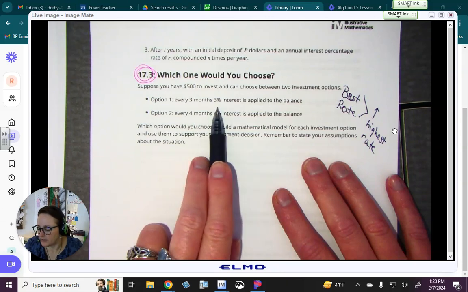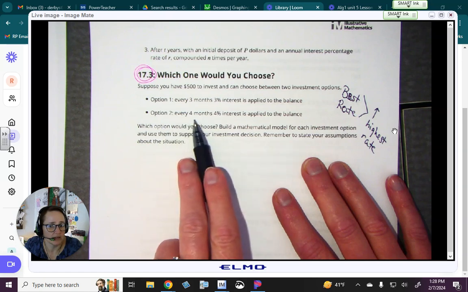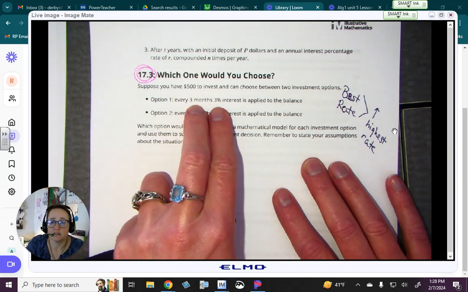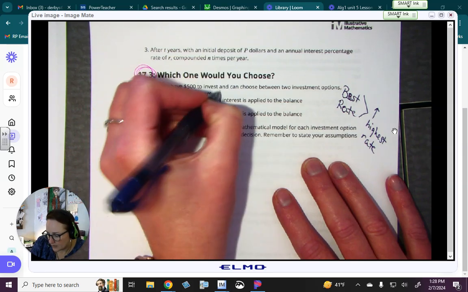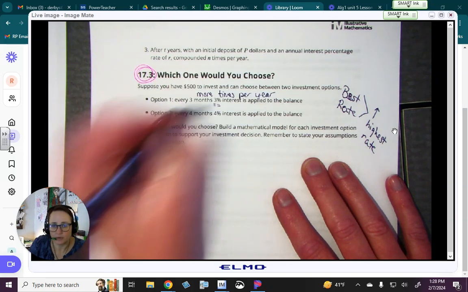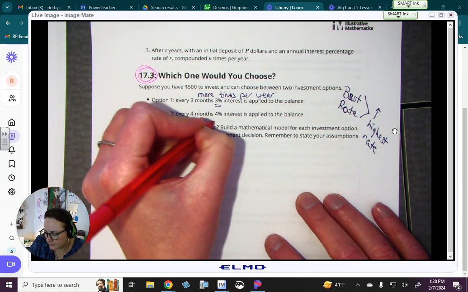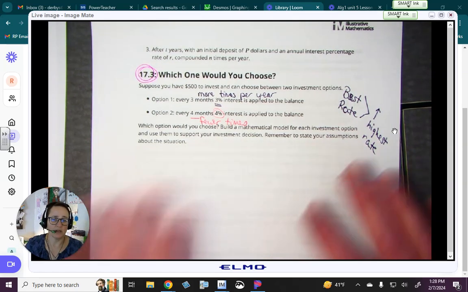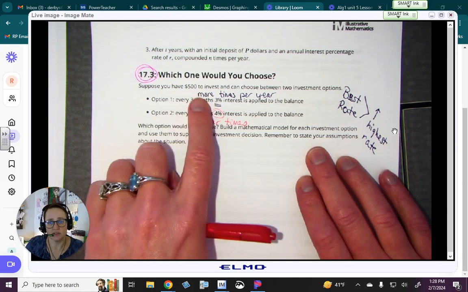Suppose we have $500 to invest. Our first option, every 3 months, we can get 3% interest applied to the balance. Or option 2, every 4 months, 4% interest is applied to the balance. Now this one is more frequent, but a lower amount: more times per year, but a lower percent. This is fewer times, but a higher percent. So we have to do some calculations to figure out which one we should use. Let's take our option 1.